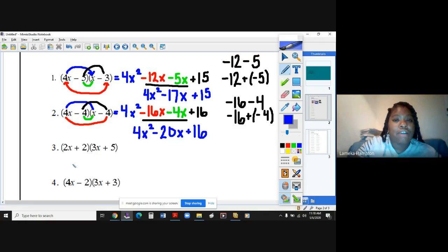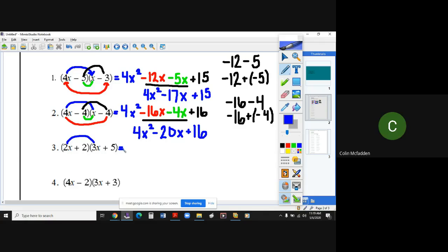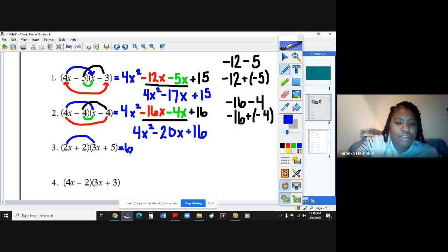But before I get to my outer, I have to multiply my first terms. So 2x is my first term here, and I am going to be multiplying that by my first term for the second binomial, which is 3x. Just remember, it's based on the position. So when I multiply that, what's my answer? 6x squared.